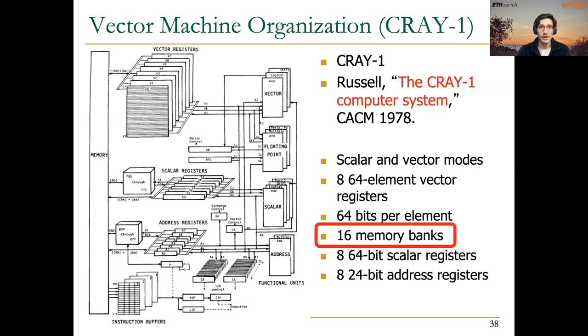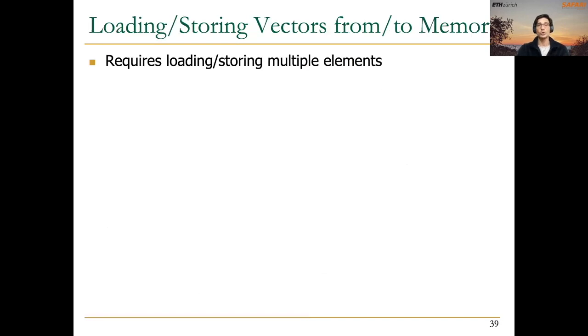But then another thing that we have to talk about is how to access data from memory to feed these vector processors or array processors. And to do so, we need to have a banked or interleaved memory. And actually the Cray-1 already had it with 16 memory banks. Let's talk about how to load and store vectors from and to memory.